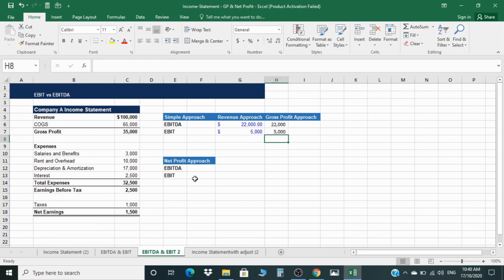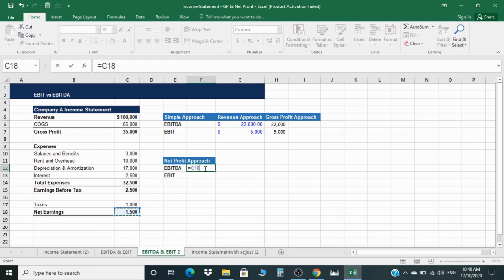So now we have seen how we do it by the revenue approach and by the gross profit approach. Now we are going to do it with the net profit approach. Take net profit. Here you step back. From revenue and gross profit you are going forward, but from net profit you just step back. So we got our net profit after deducting all these things.